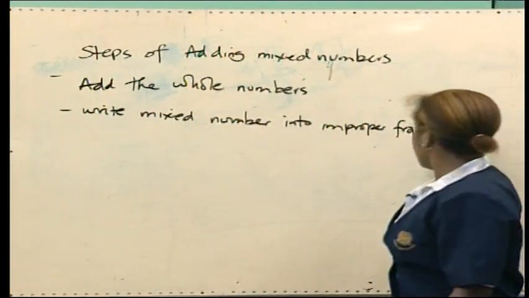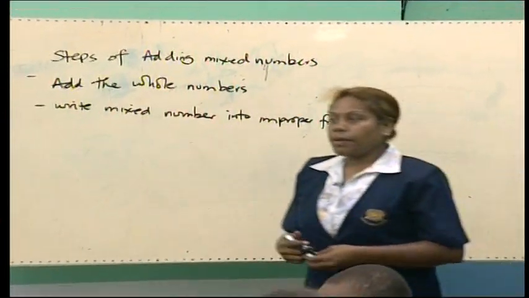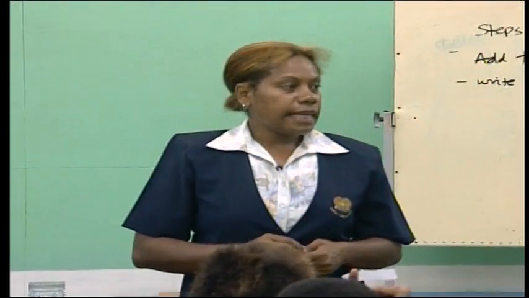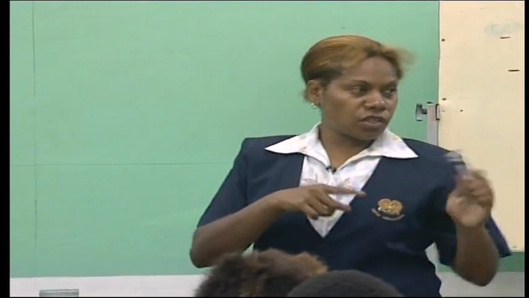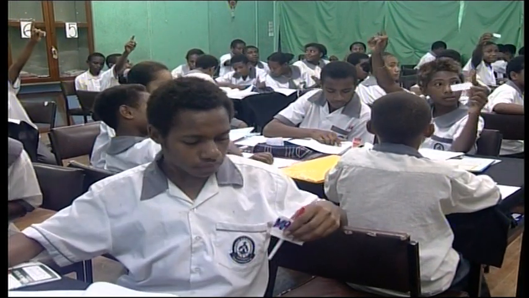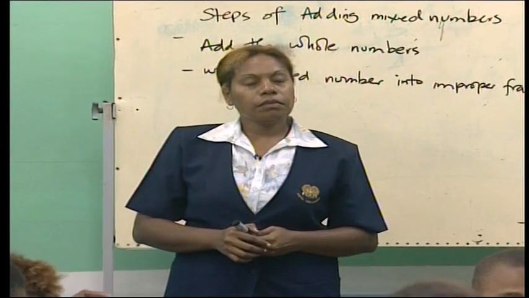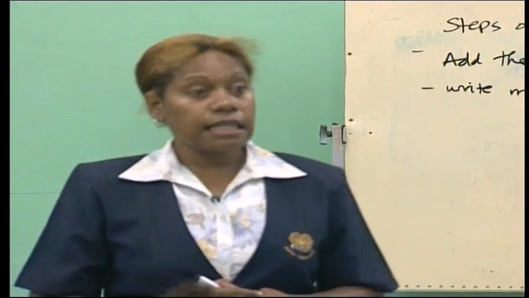Okay, after you do that, then what do you do? Okay, what's the other step? The next step, receiving students? Okay, let's have Michaelin. Write the second mixed number as an improper fraction. Okay, good. What's the next step? After you have changed the mixed numbers into improper fractions, what's the next step? Okay, Walter? Find the LCD. Find the LCD for the two fractions. Okay, find the LCD, or what's LCD? Okay, the lowest common denominator for the two fractions.